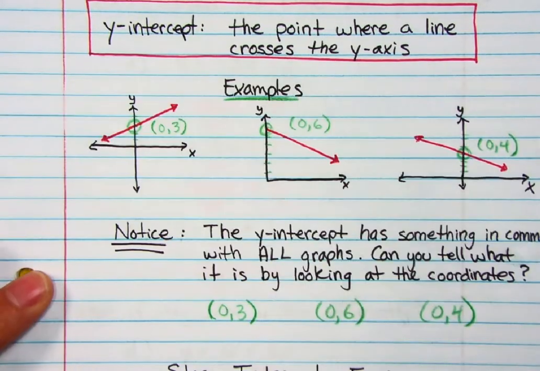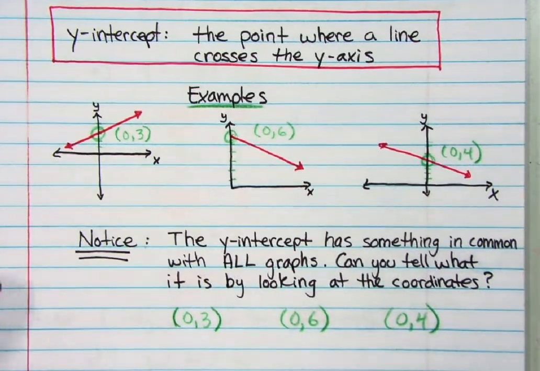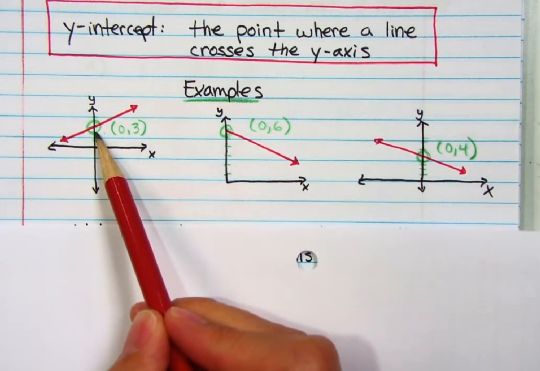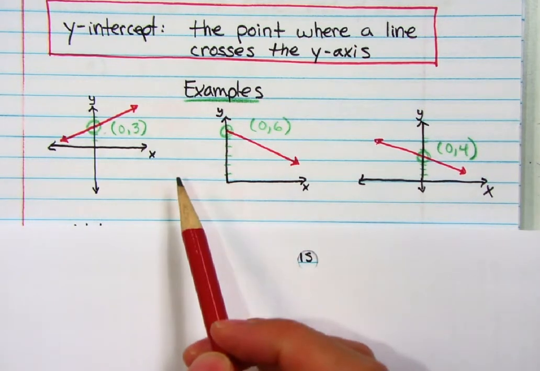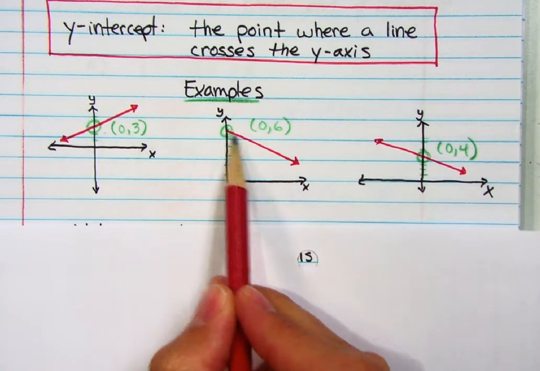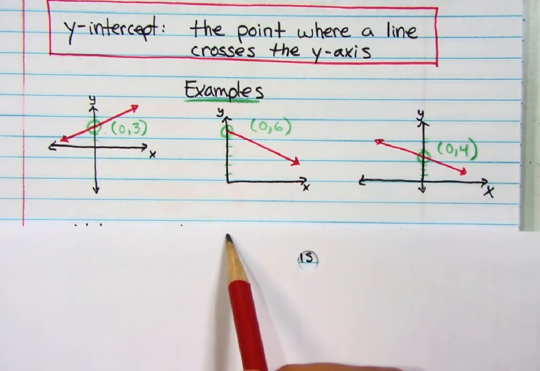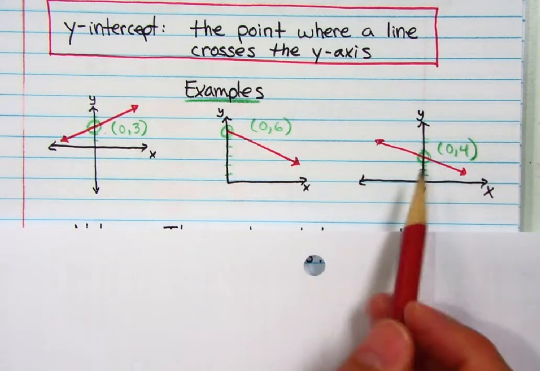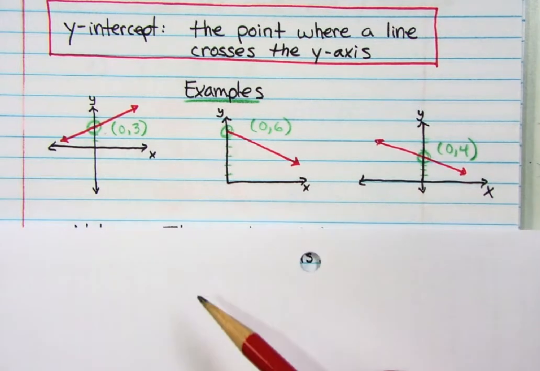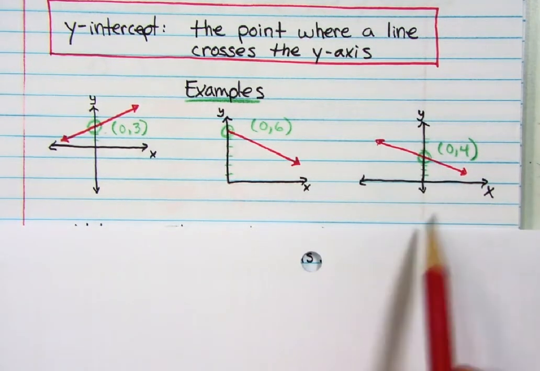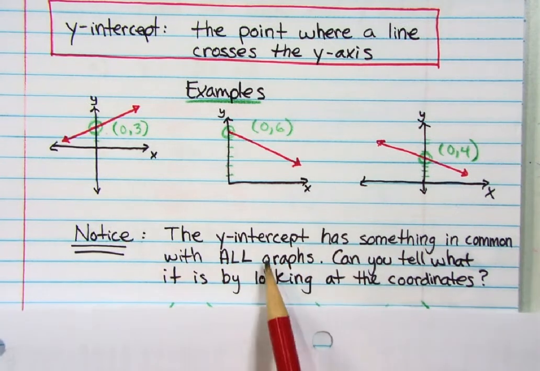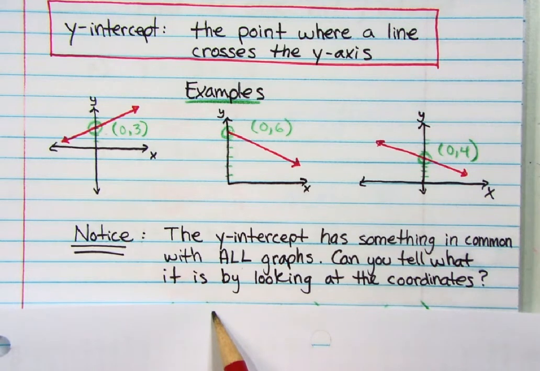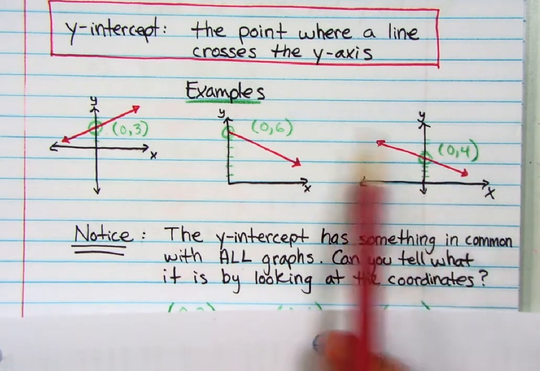Okay? So here are some examples. My first example looks something like this. I've got this line that goes through, and there's the y-intercept right there at 0, 3 in this example. This next one, I've got a line that starts here and goes down. That's the y-intercept, 0, 6. Here's another one, and I'm just making up these numbers and lines to show you where the y-intercept is. It's always where the line crosses the y-axis. So I want you to notice the y-intercept has something in common with all the graphs. Can you tell by looking at this? Look at the coordinates. What do they all have in common?